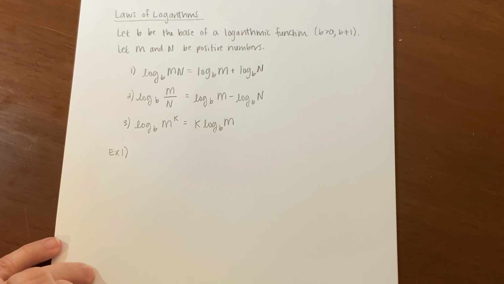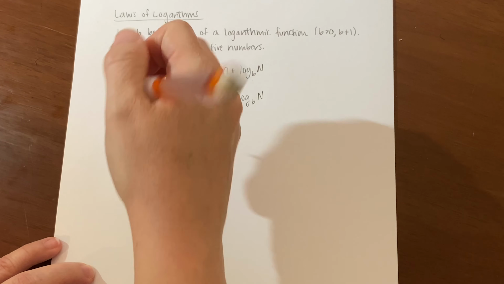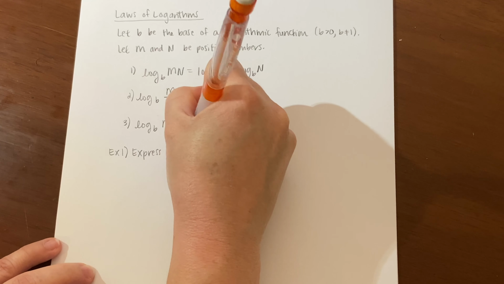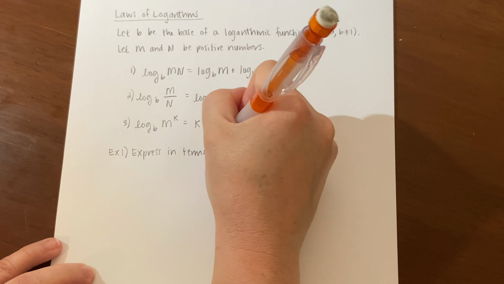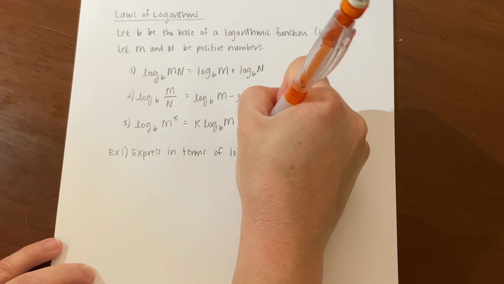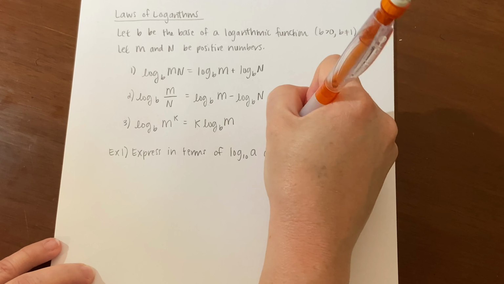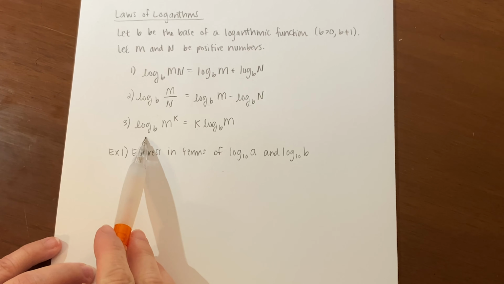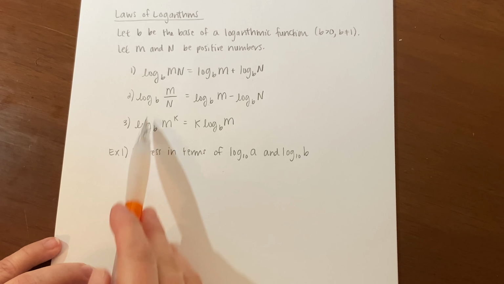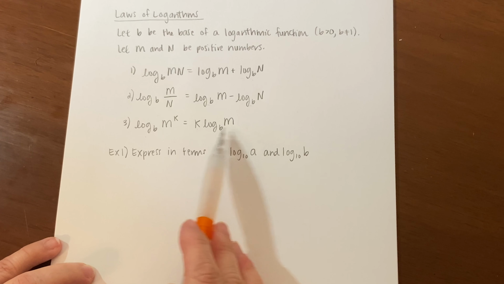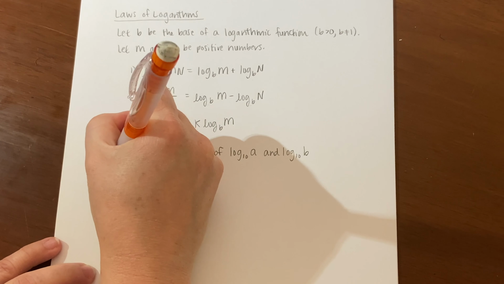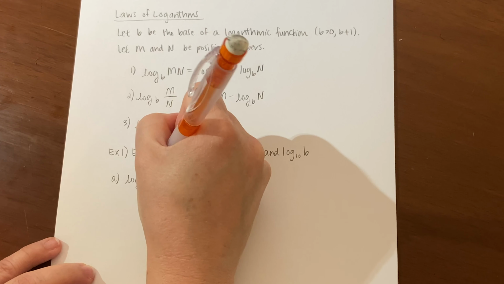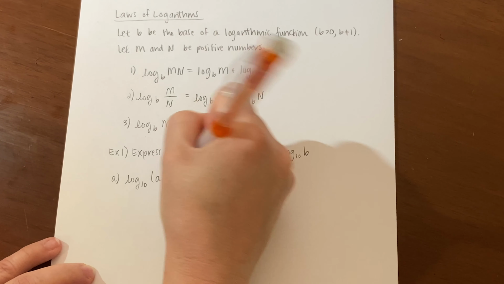So in this example, we're going to express in terms of log base 10 of a and log base 10 of b. So what we're going to do is they're going to give us a condensed form, something that looks like this side. We're going to expand it out and make it into something that looks like this side. So for the first one, we have log base 10 of a squared root b.